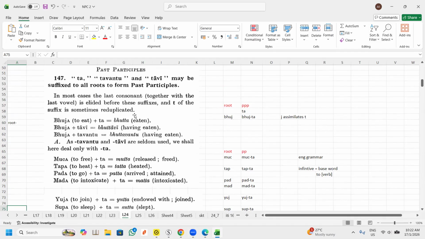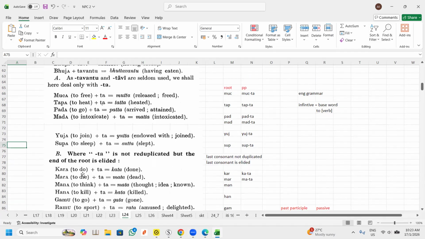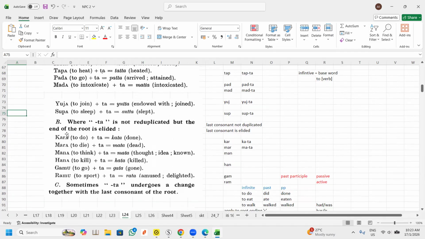So you can't really tell when it's duplicated. But normally, roots ending with C, ending with P, and ending with D, you see, CPD, these are duplicated. And then other roots like ending with RM, wait, T what?